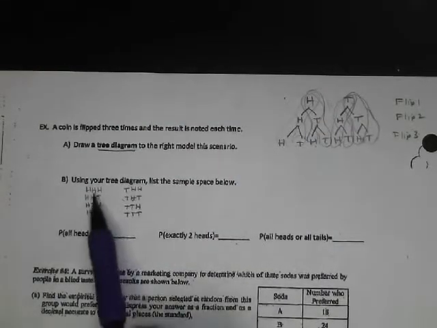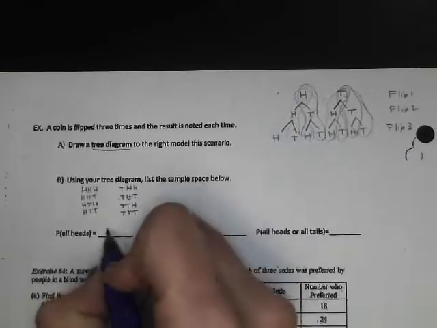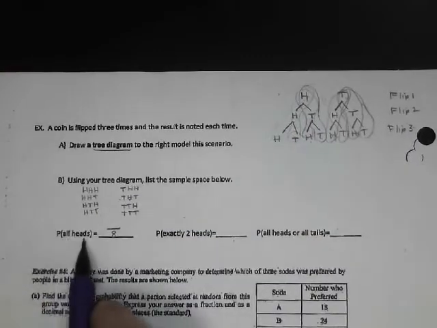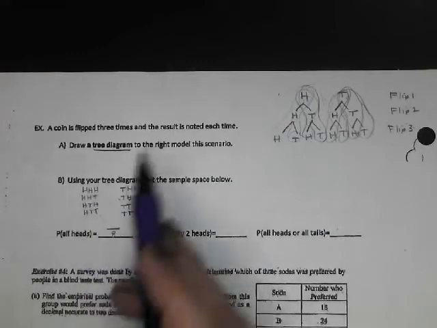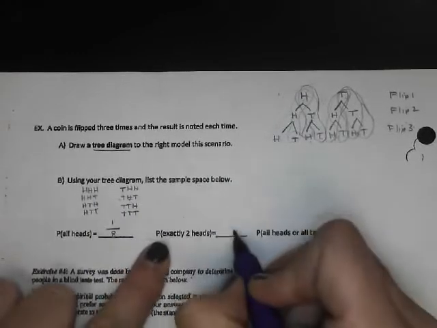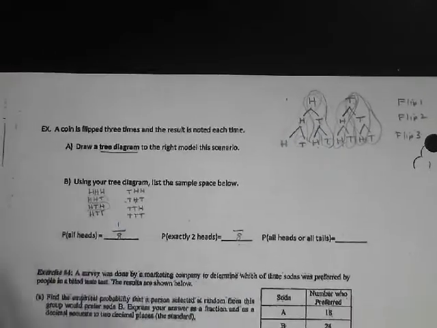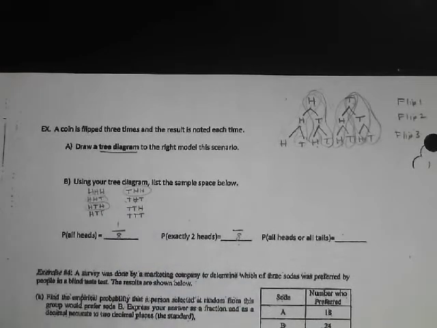Now, for the whole total experiment, which is flipping 3 times, there are 8 possible outcomes. So out of those 8, how many are all heads? Only one of them, the first one, 1 out of 8. How many out of the 8 are exactly 2 heads? Well, this one, this one, this one, 3 of them. Exactly 2 heads.